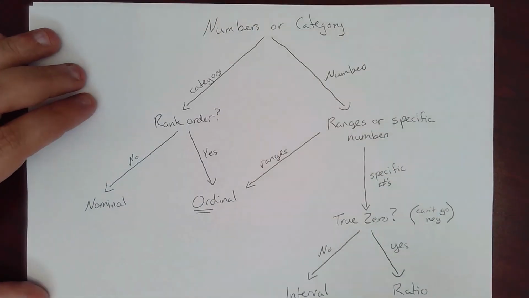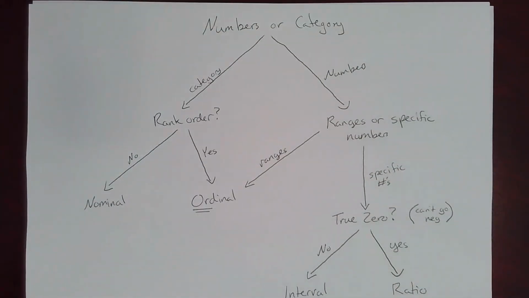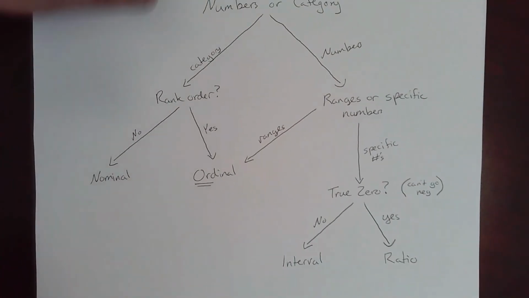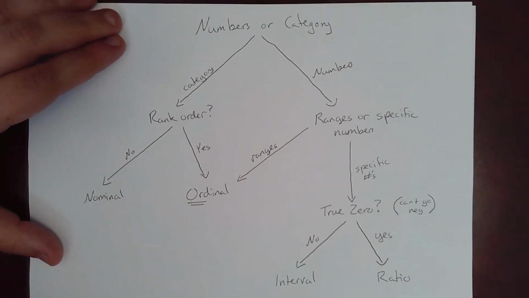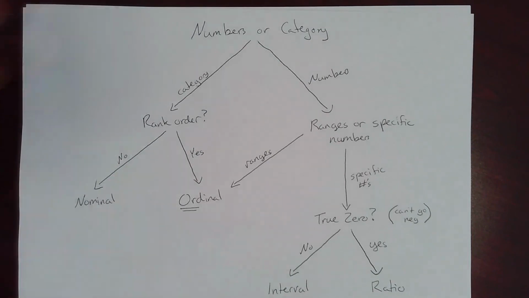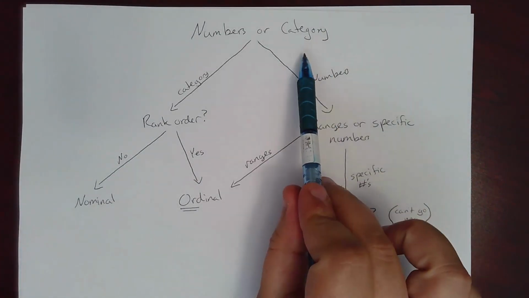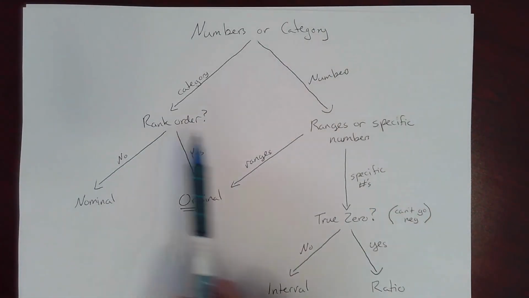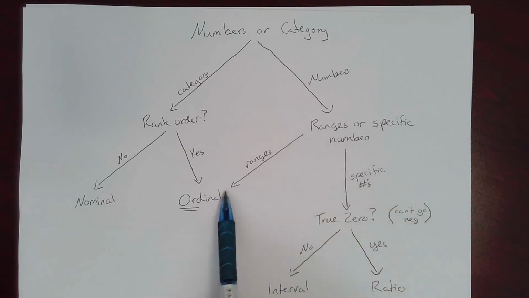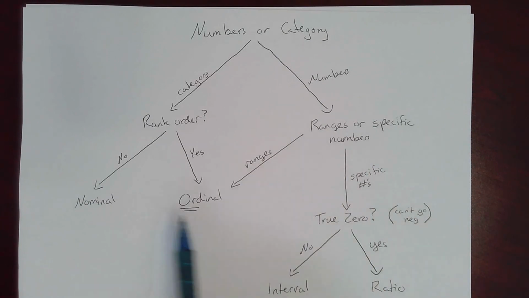So here is my completed flowchart. This is going to allow me to identify, starting from the very beginning, numbers or categories, categories versus numbers, that has that special caveat for ranges, ask about our true zero, and we have our nominal, ordinal, interval, and ratio level data.